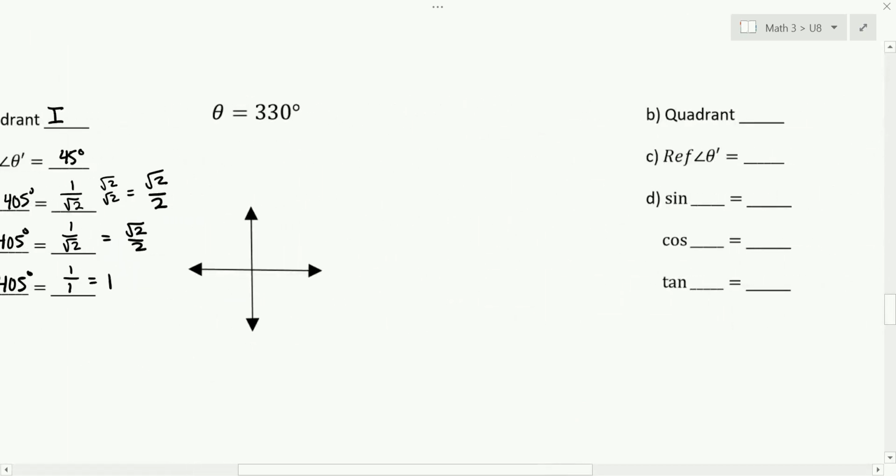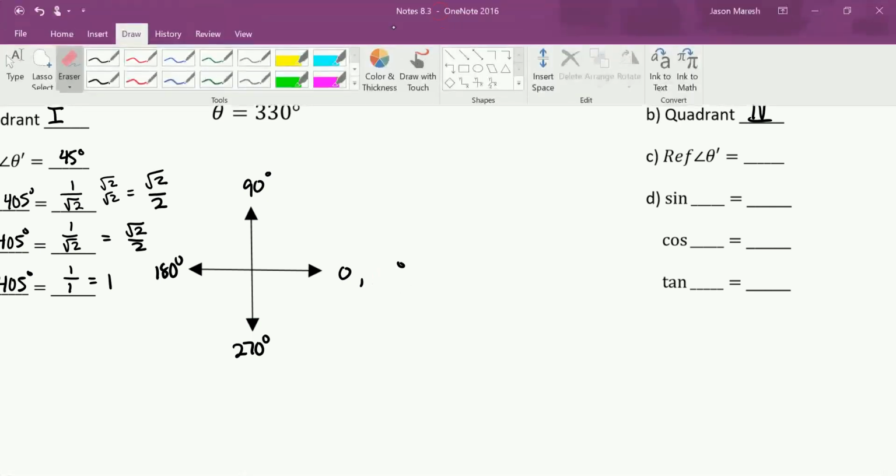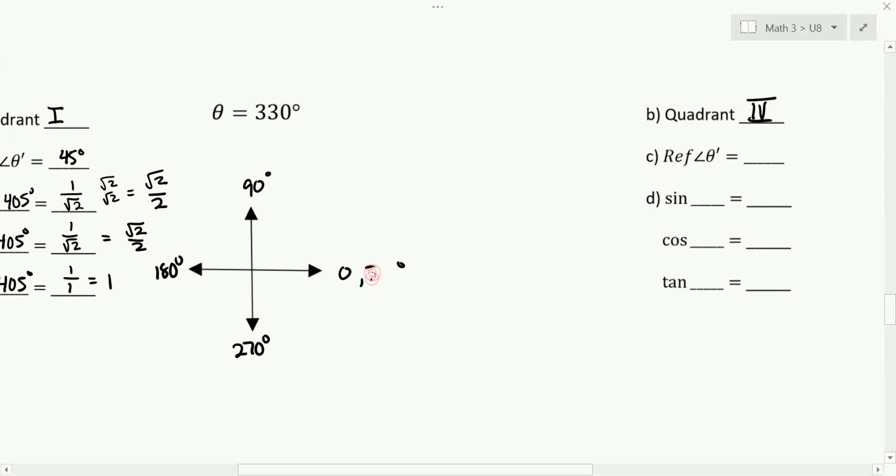330, did you guys go that far? All right, let's do it together then. Abby, where's 330? Yeah, what quadrant? 4, good. 0, 90, 180, 270, 360. Looking for 330. So 330 somewhere over here in quadrant 4.